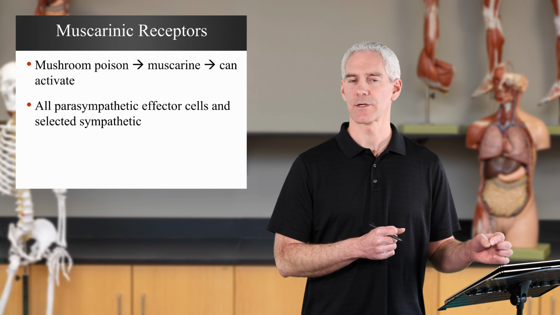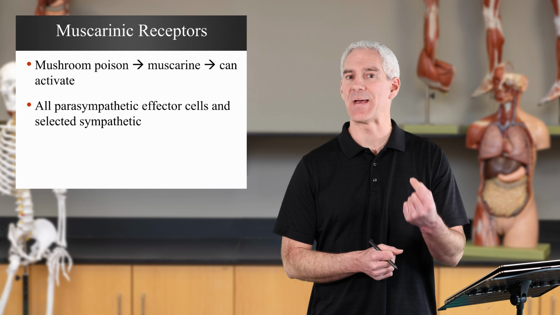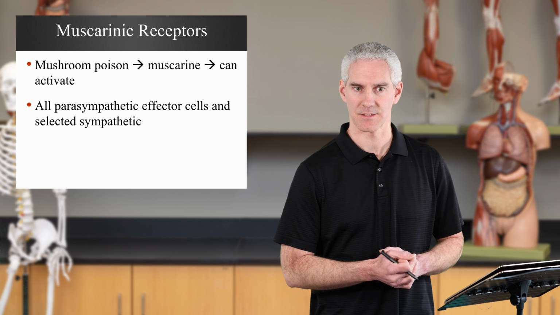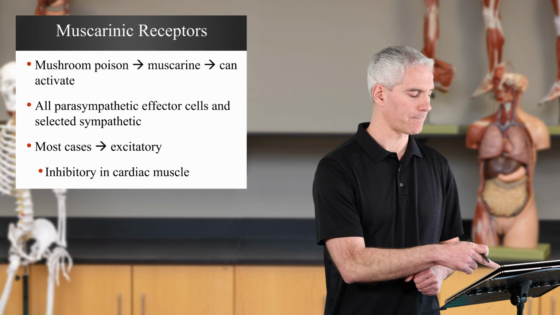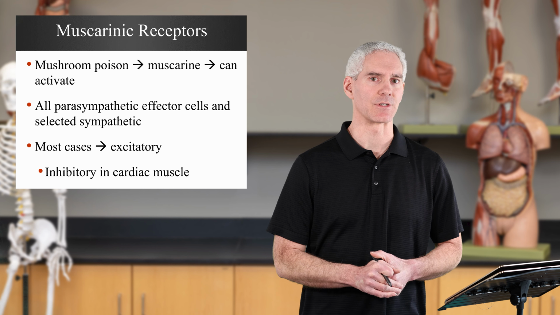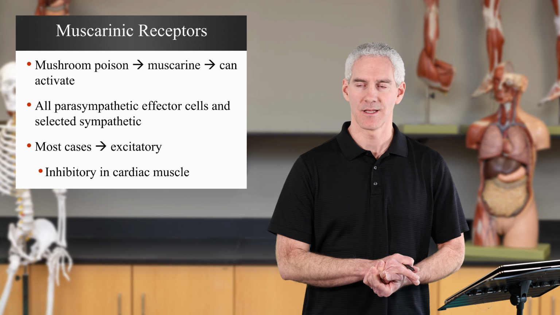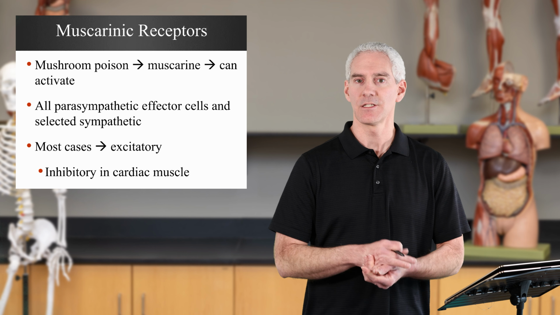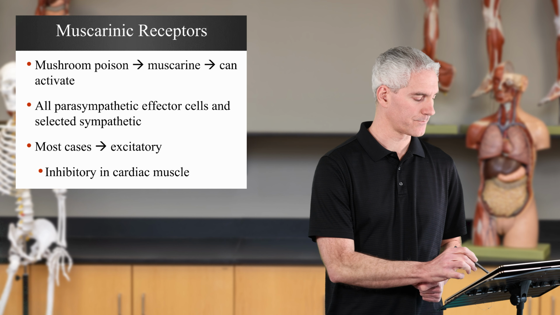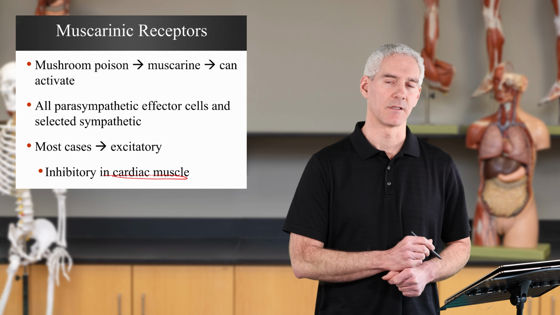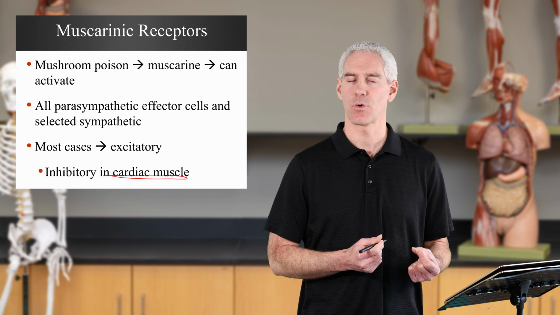So the muscarinic receptors are found in the parasympathetic effector cells. In most cases, they're excitatory. So for the vast majority of these receptors, they're trying to stimulate an effector response, so stimulate another action potential. Except there is a notable one that's inhibitory. The cardiac muscle has inhibitory muscarinic receptors. So that would slow and prevent signals.